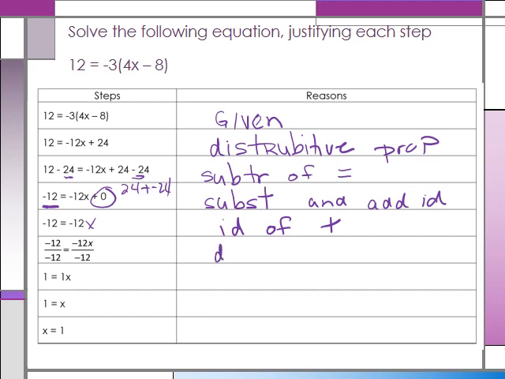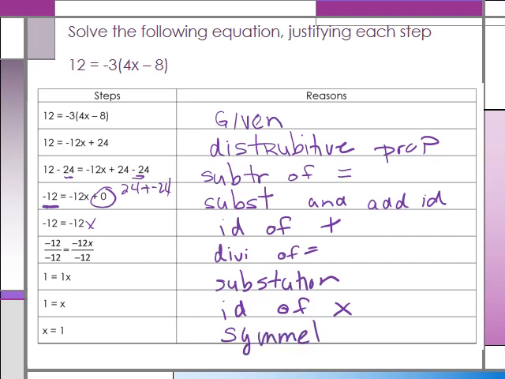We're dividing. So division of equality. Substitution. And then 1x is the same as 1 times x equals x. So that's identity of multiplication. Notice that we've switched this around. So this is our symmetric property. Okay, so that's just a little review from algebra.